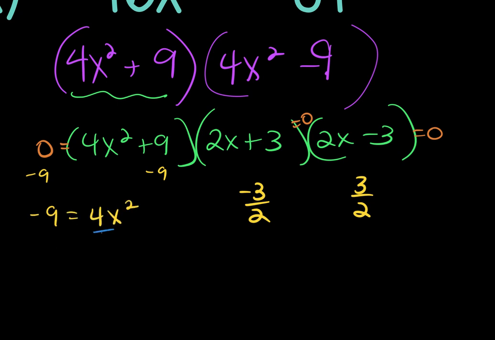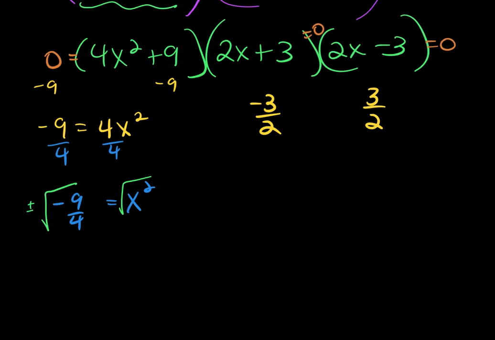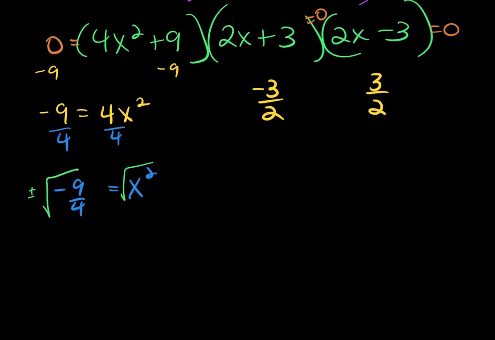I'm going to divide by 4. And I'm going to square root both sides, not forgetting my plus and minus because there have to be two answers that come out of that. What is the square root of negative 9 over 4? Minus 9i. 3 over 2i.